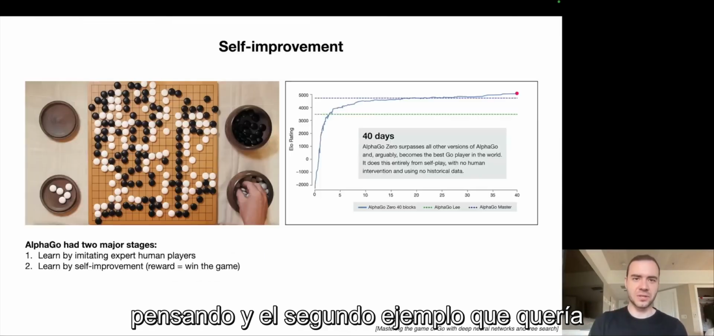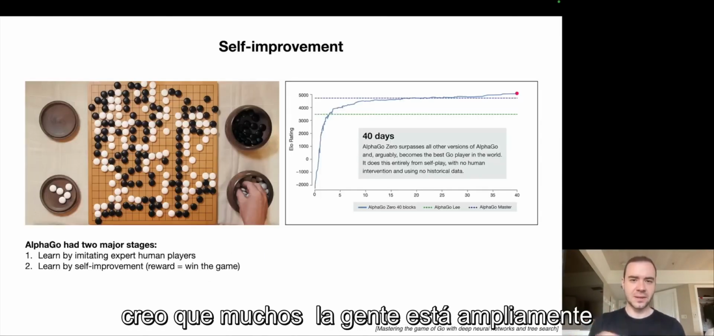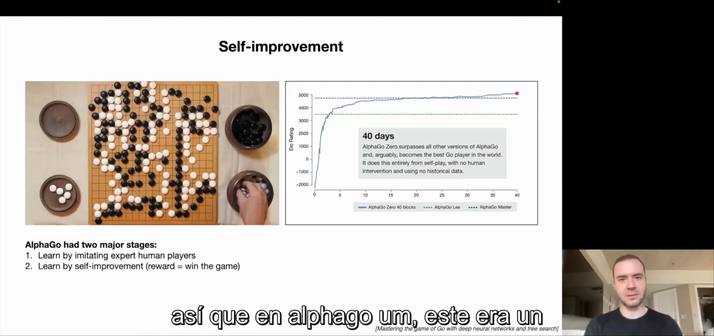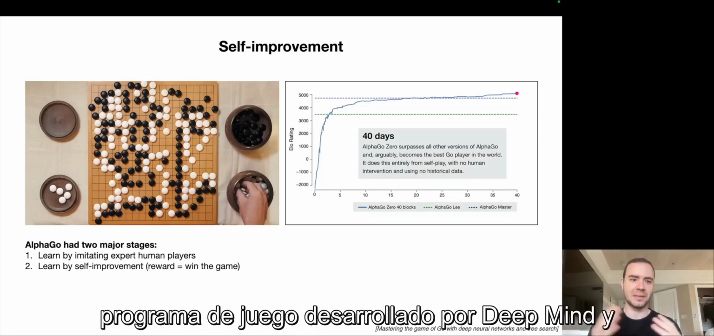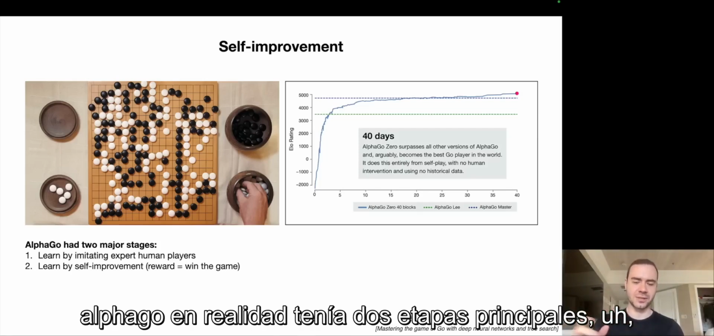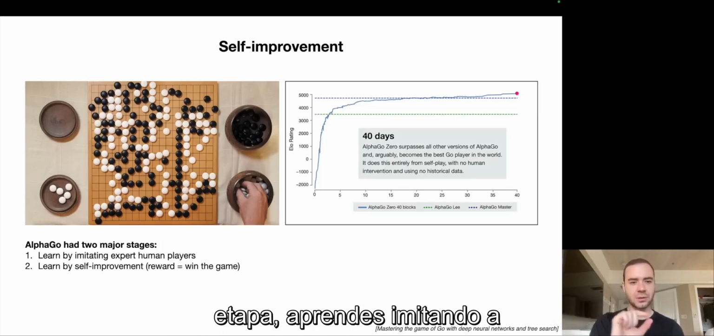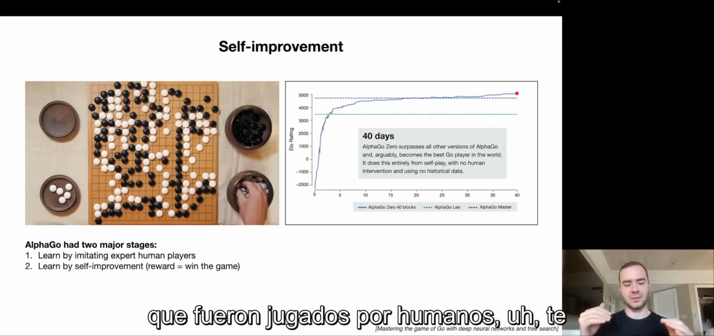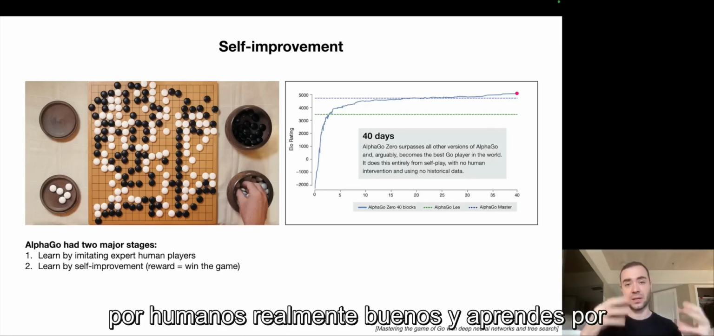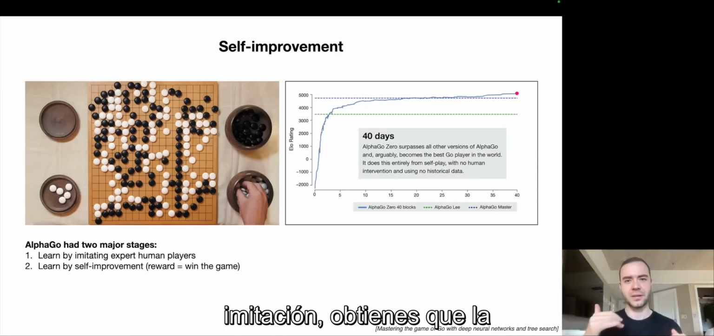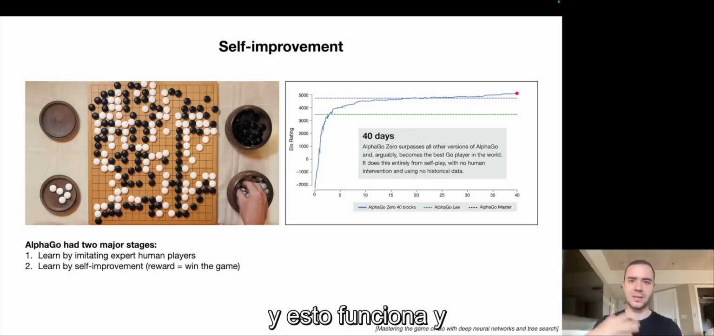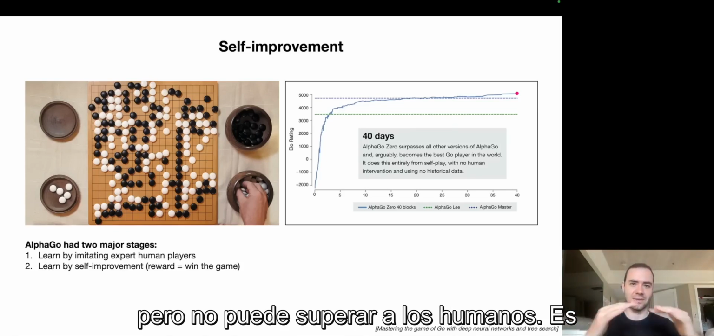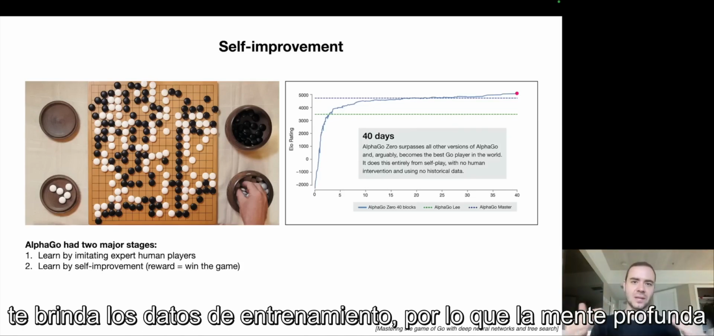The second example I wanted to give is this idea of self-improvement. A lot of people are broadly inspired by what happened with AlphaGo. AlphaGo was a Go playing program developed by DeepMind, and it had two major stages. The first release of it did. In the first stage, you learn by imitating human expert players. You take lots of games played by humans, filter to the games played by really good humans, and learn by imitation. You're getting the neural network to just imitate really good players. This works, and gives you a pretty good Go playing program, but it can't surpass humans. It's only as good as the best human that gives it the training data.